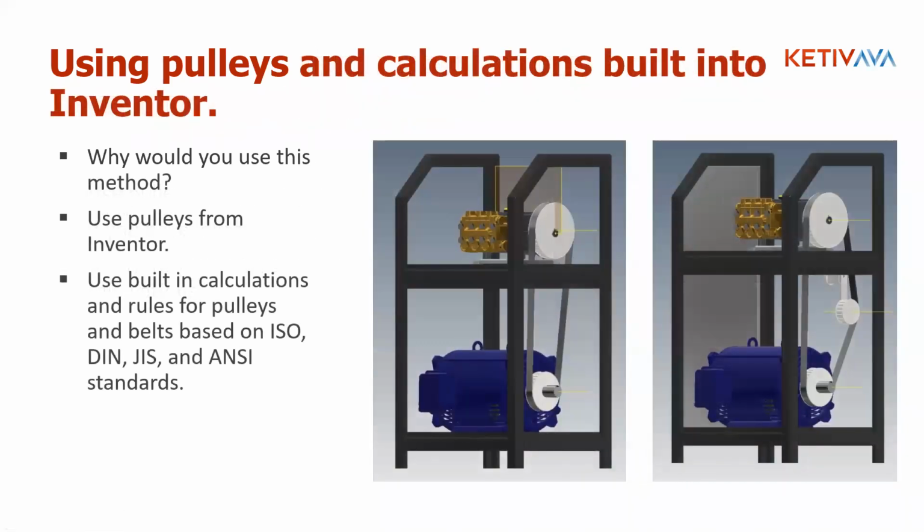So then here's the biggest help for it, using the pulleys and the calculations that are built into Inventor. Why would you use this method? This method will let you figure out where to place your components as a whole. It'll tell you the proper length of belt, and it'll tell you the proper pulleys to be using with calculations and rules that are based off of the ISO, DIN, and ANSI standards.